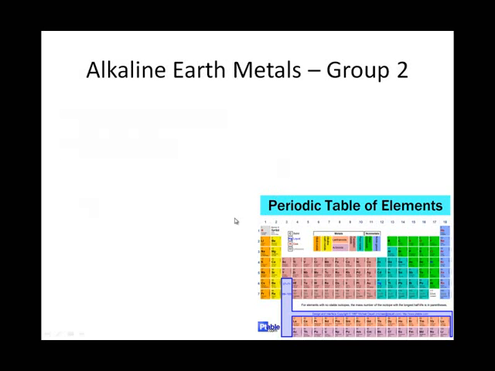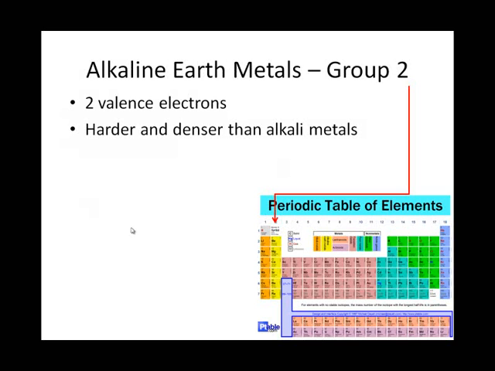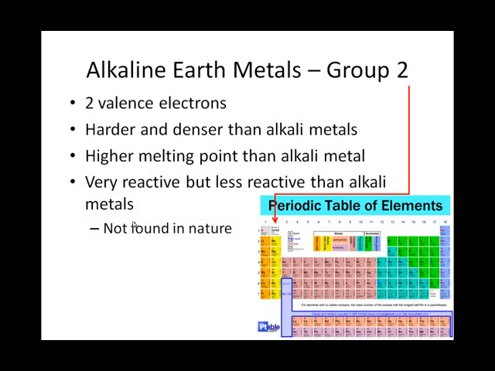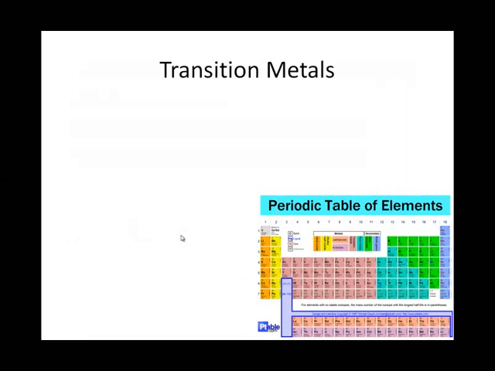Okay, alkaline earth metals come next. They're here in yellow. That's group 2. They have 2 valence electrons. They are harder and denser than the alkali metals. They have a higher melting point than the alkali metals. They are very reactive, but not quite as reactive as the alkali metals. And because they are still quite reactive, they are also not found in nature because they will react with things around them. And then we have the transition metals, which is this whole pink area here.